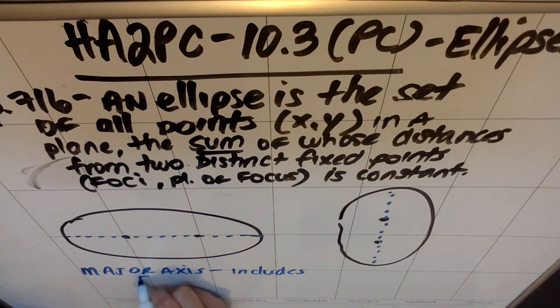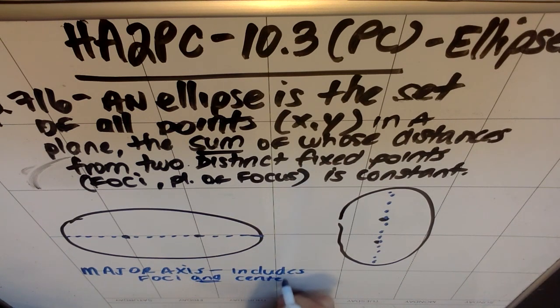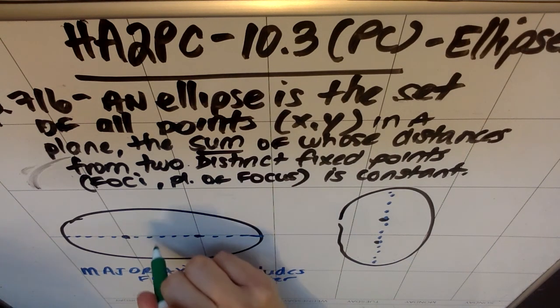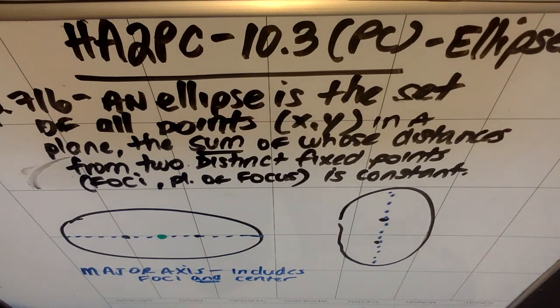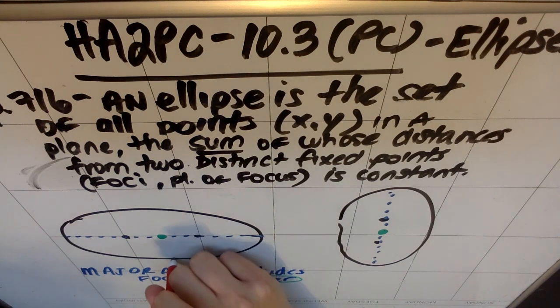It includes both foci, so that's 2 points, and it includes the center of the ellipse. So I'm going to put the center in green. The center is halfway between the 2 foci on the major axis. So it includes both of the foci and also the center, going in the other direction, but including the center.